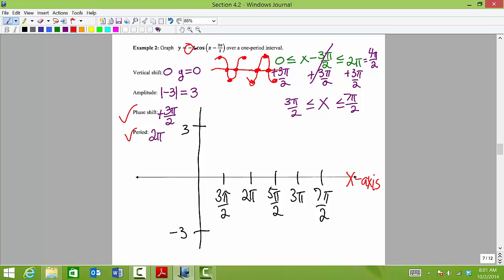So we're going to start here at 3 pi over 2 at the minimum. At 2 pi, we're going back to the x-axis. At 5 pi over 2, we're at the maximum of 3. At 3 pi, we're at the x-axis, and at 7 pi over 2, we're back down to the minimum. We'll just draw our wave through those 5 points. And there's our cosine function with a vertical shift of 0, an amplitude of 3, a phase shift of 3 pi over 2, and a period of 2 pi.